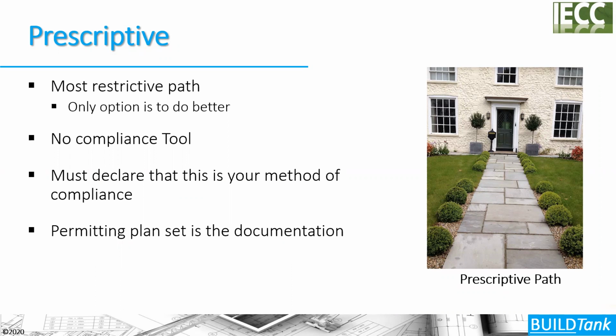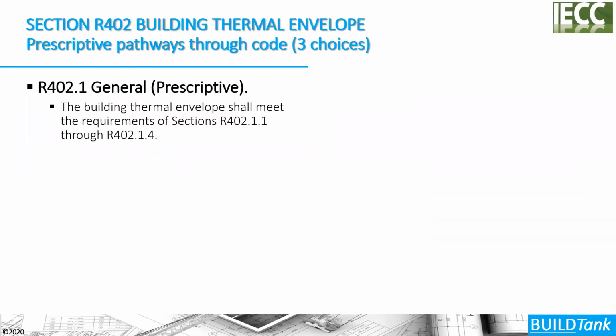There's no computer compliance tool. It's basically thou shalt do what is listed in that table. And I'll show you the table here. You've got to declare that you're using the method of compliance, and your permit plan needs to document that as well. The prescriptive section says that the building thermal envelope shall meet the requirements that are in the R value table or the U value table. Those are those two sections there.